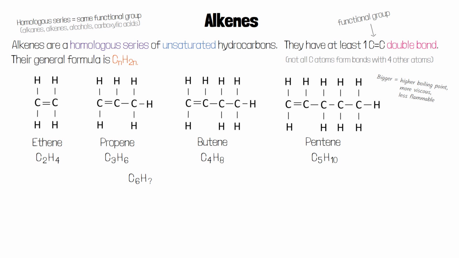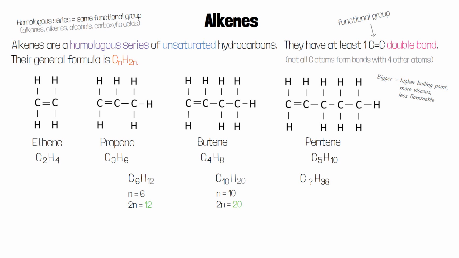If an alkene has 6 carbon atoms, N is 6, so 2N is 12. That means an alkene with 6 carbon atoms will have 12 hydrogen atoms, and its formula will be C6H12. If an alkene has 10 carbon atoms, N is 10, so 2N is 20. It has 20 hydrogen atoms, so the formula is C10H20.